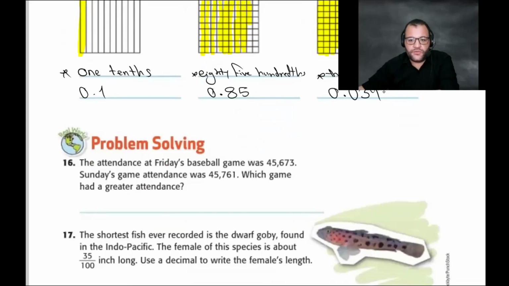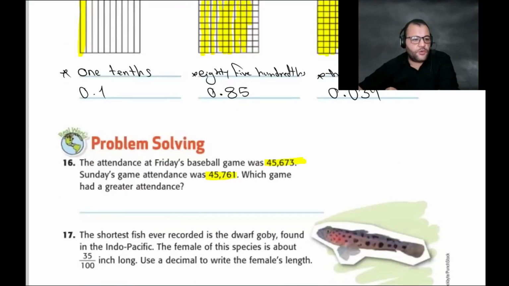Yusuf. We have two Yusufs, Yusuf MacBook and the other Yusuf without a name. So please write your full name. In this problem, the attendance at the basketball game on Friday was this number, so I need you to read this number. Then on Sunday, the attendance was another number. Which game has a greater attendance?